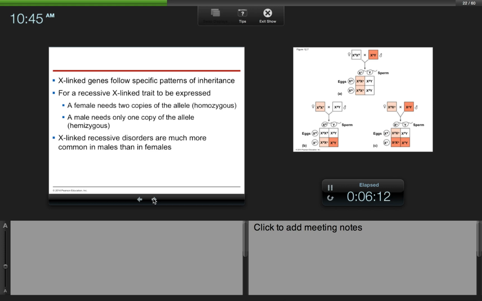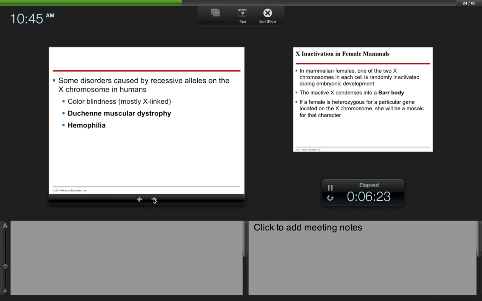As a result of males only needing 1 copy of the recessive allele, X-linked recessive disorders are much more common in males than in females. Some disorders caused by recessive alleles on the X chromosome in humans include color blindness, mostly X-linked, Duchenne muscular dystrophy, and hemophilia.